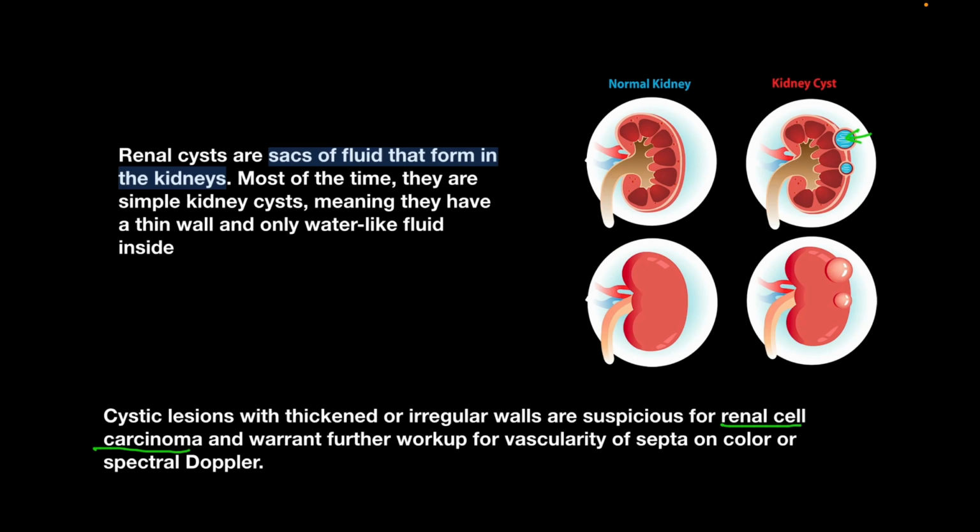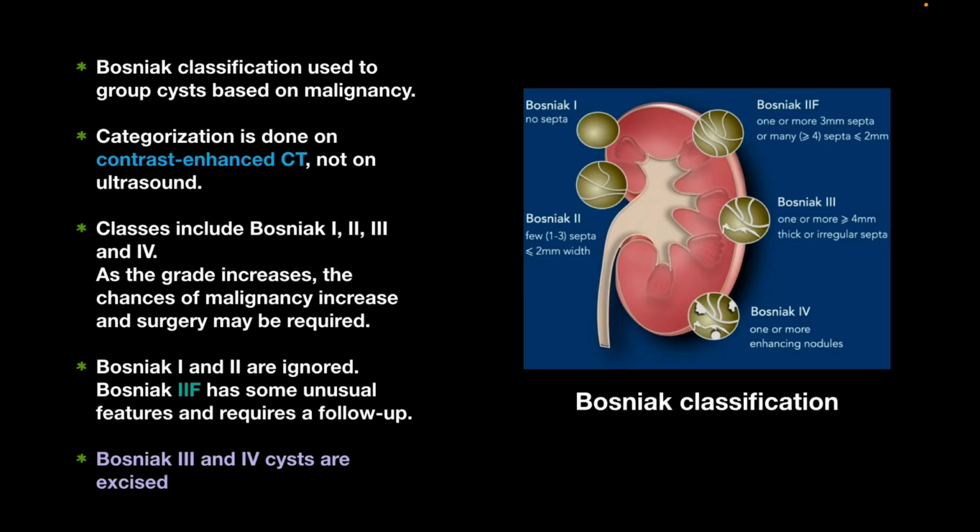Now, there is a Bosniak classification used to group cysts based on malignancy. Bosniak categorization is done on contrast enhanced CT but not on ultrasound. Classes include Bosniak 1, 2, 3 and 4. As the grade increases, the chance of malignancy increases and surgery may be required.